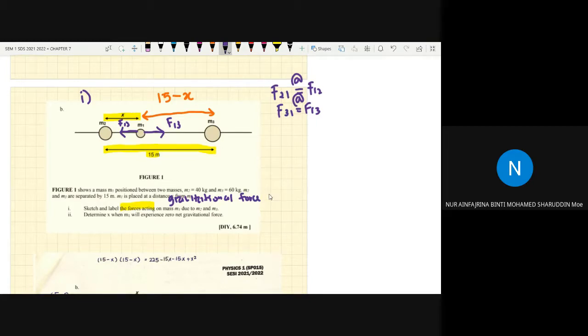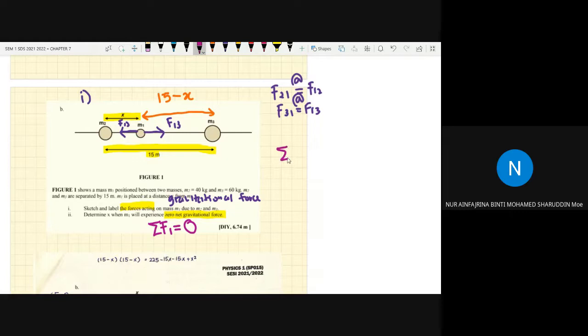Okay, number 2. Determine X when M1 will experience zero net gravitational force. The keyword here is zero net gravitational force. What do you understand by zero net? Anyone? Jadi force dekat mass 1 tu equals to berapa? Zero net. Zero. Very good. Dia equals to 0. So that means summation of force at mass 1 equals to 0.